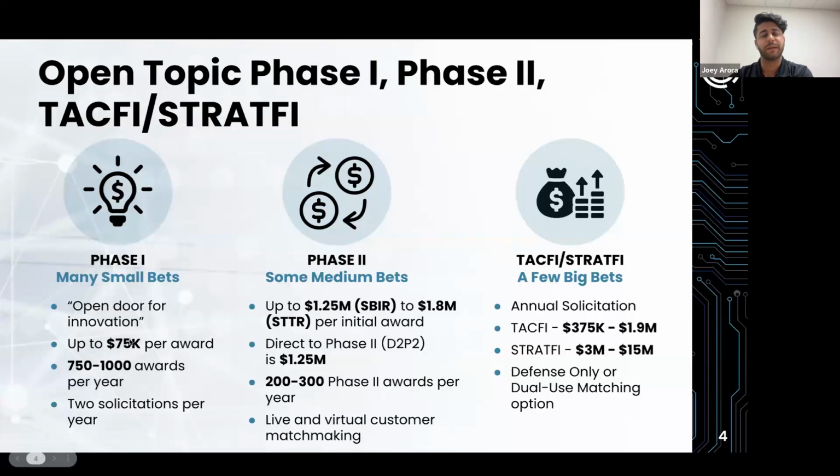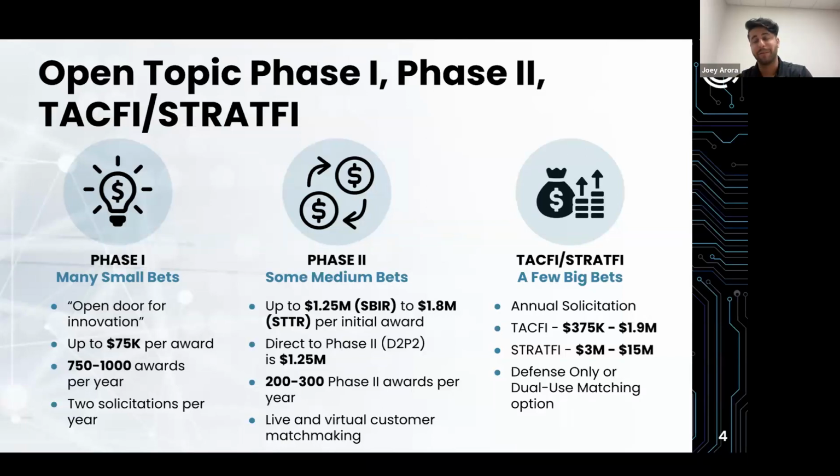From there, these phase ones flow into up to $1.25 million to $1.8 million follow-on phase two contracts. And the Air Force wants to do about 200 to 300 of those a year. This year's direct to phase two cycle is expected to be October 24th to November 23rd. So if you're interested in the direct to phase two cycle, you also need a customer memo. And that's another webinar we'll be doing here in a couple weeks. So separate topic, but we can dive into that later.